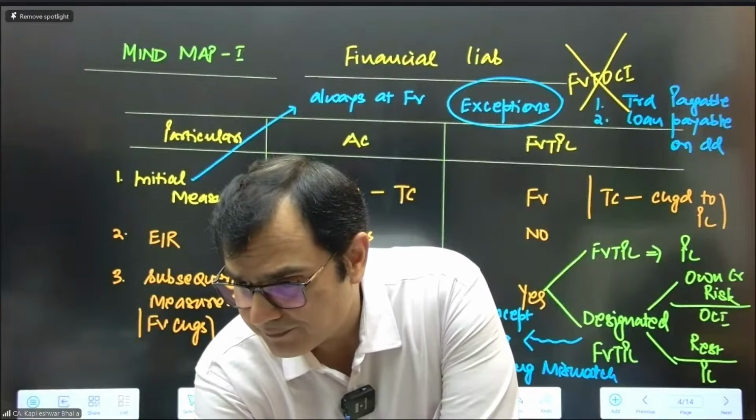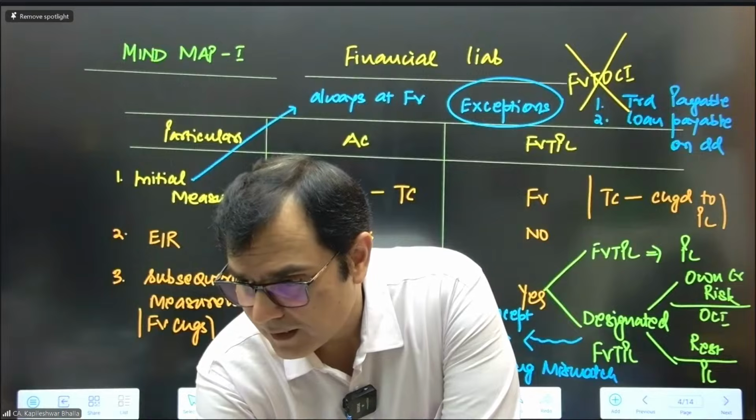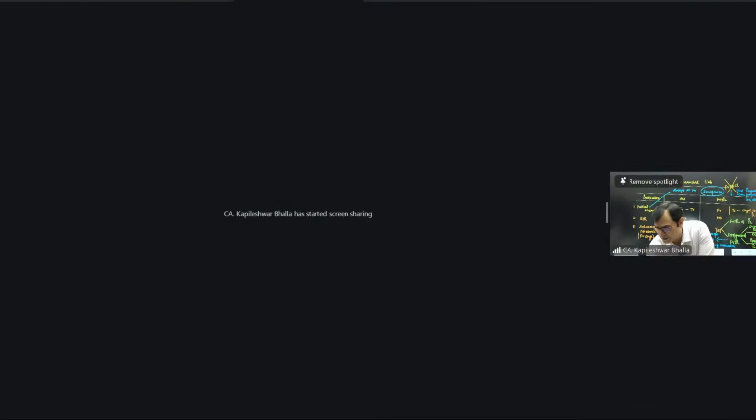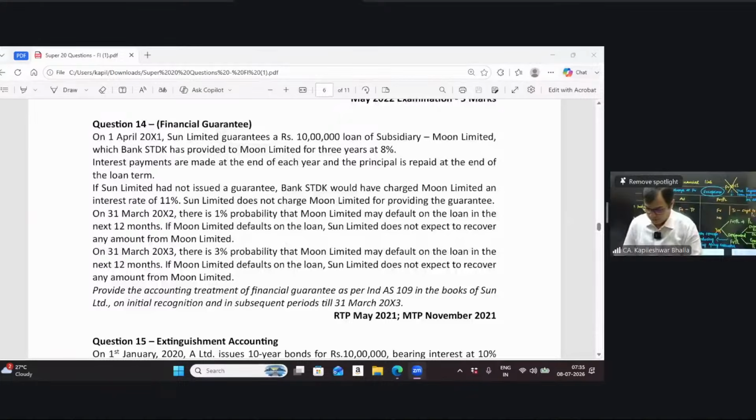So let me do one thing. I'll take a little jump and go to a little special accounting in terms of financial guarantee. So here goes the question. Look at question number 14. In between, we put some more questions on financial assets, which we were talking about in terms of differences between a transaction price and the fair value, which I'll come to later. But first, let's have a look at the financial guarantee question, a special issue, I would say, on financial liability. This question came in RTPs in May 21, as also seen in MTP, mock test papers.